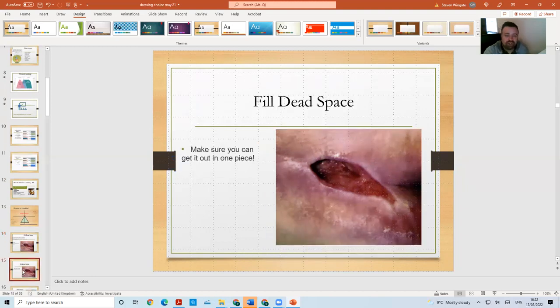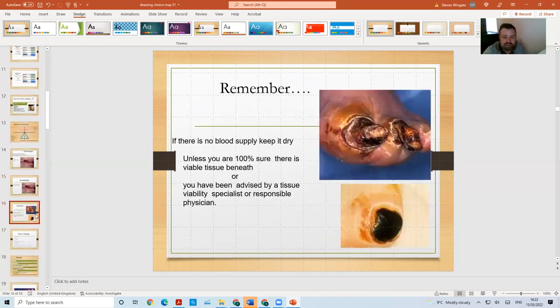So make sure you can get in and out in one piece. When you pack it, you need to make sure that what you're packing it with is an approved item and it's going to work properly. Remember, if there's no blood supply, keep it dry.